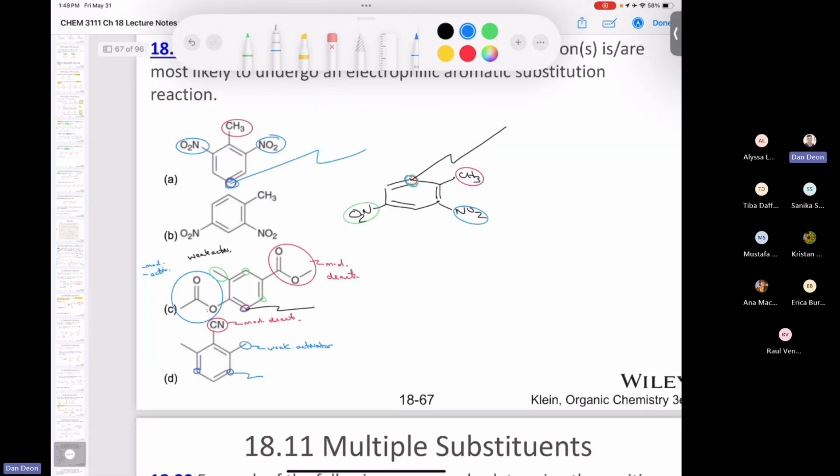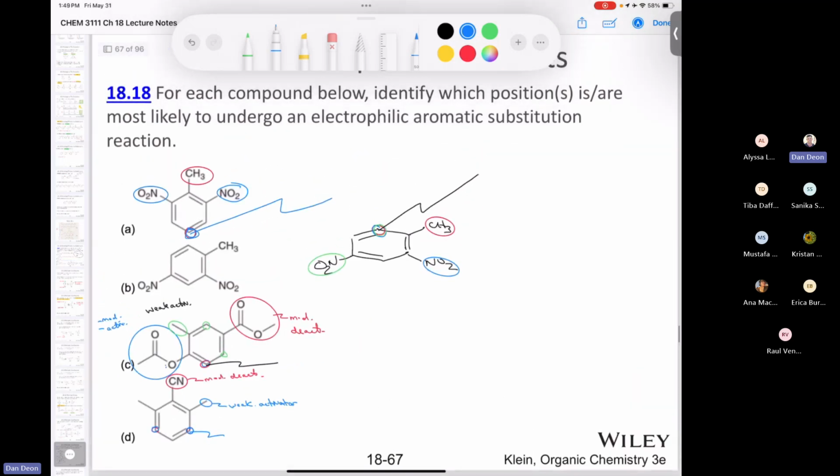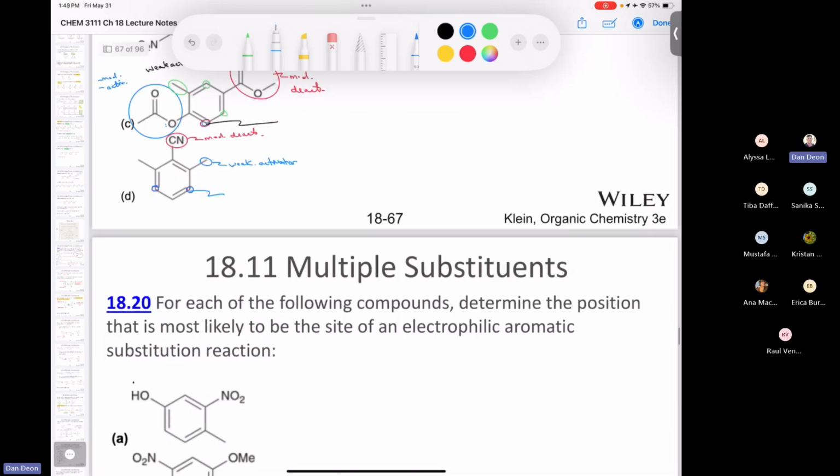So there we go. So now we're able to look at all these molecules, look at the groups that were attached to them, determine whether they were weak or strong activators, and then whether they were ortho or para-directors. Remember, if you have a weak activator, it's going to win over a strong deactivator. So activators always take precedence over deactivators.